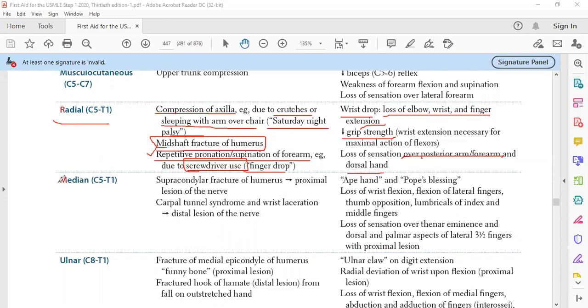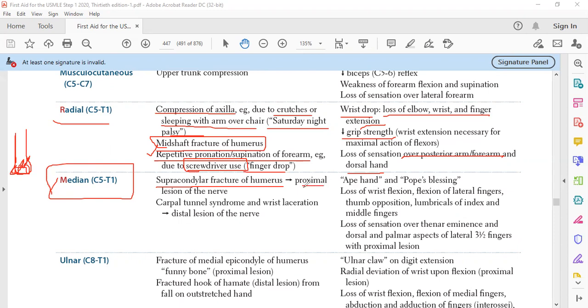Now we have the median nerve. The median nerve has a very unique way of getting damaged. That is, it will be damaged by supracondylar fracture of the humerus, which you have to remember. So this is the humerus. When it meets the forearm bones, here it has a condyle, and above the condyles is where the supracondylar fracture of the humerus occurs.